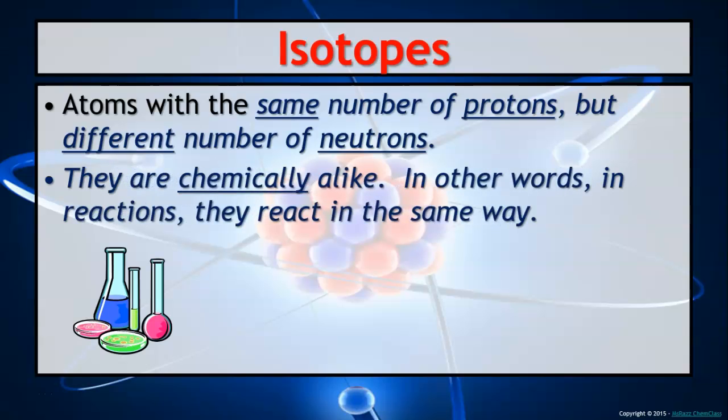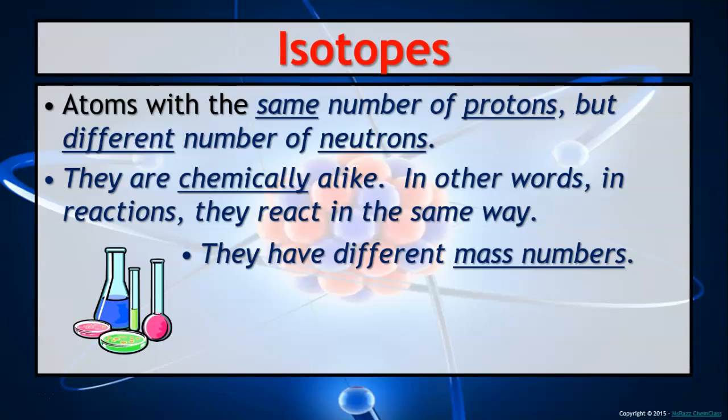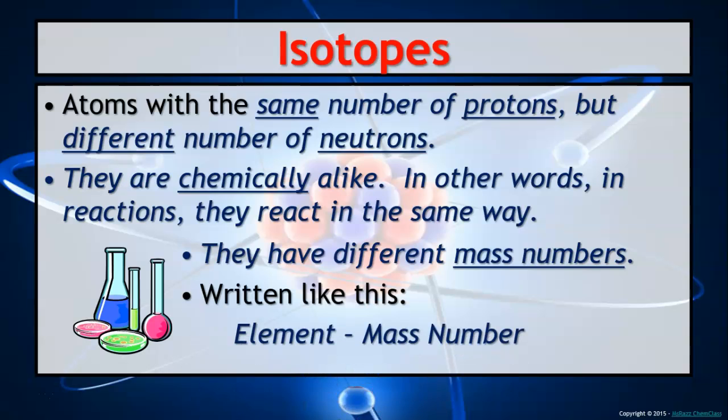Chemically, they are alike. They react with other substances in the exact same way. Having different numbers of neutrons does not affect them chemically. However, like I mentioned a moment ago, it does affect their mass number. They're going to have different mass numbers if they have different numbers of neutrons. And we write it like this. We write the element name, and then a dash, and then the mass number.